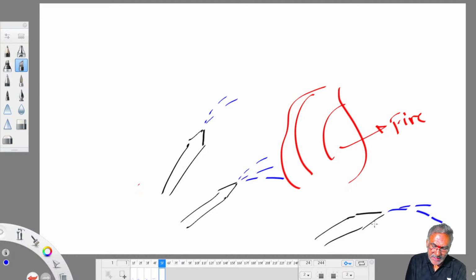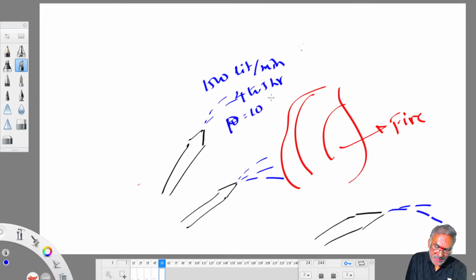So 3 jets. At what rate? Usually they issue 1500 liters per minute. For how long? 4 to 5 hours, at a pressure of 10 to 15 meters head. At this rate, all the water is used only to put out the fire.